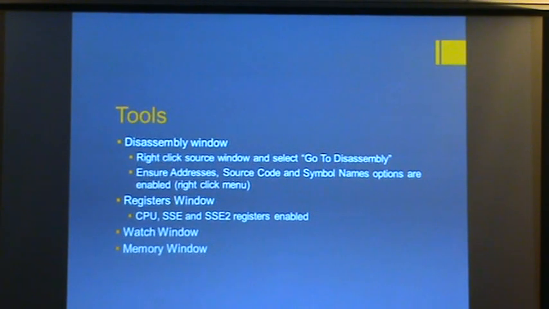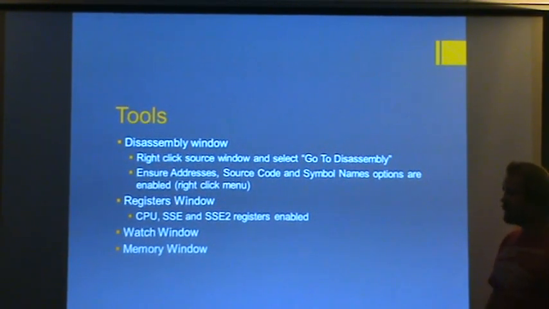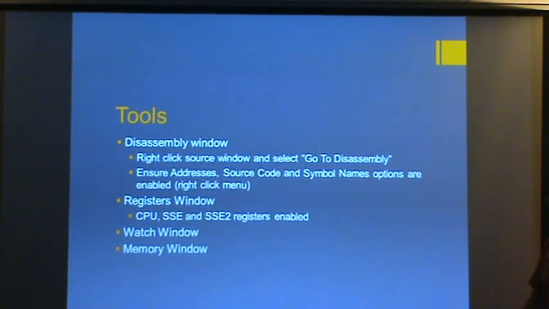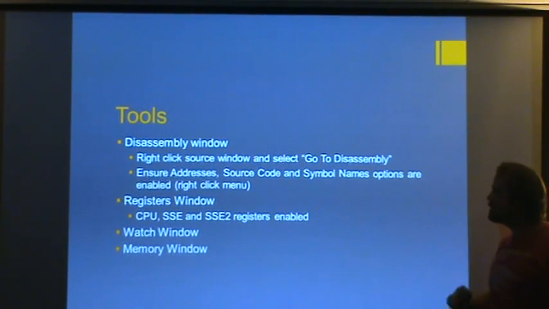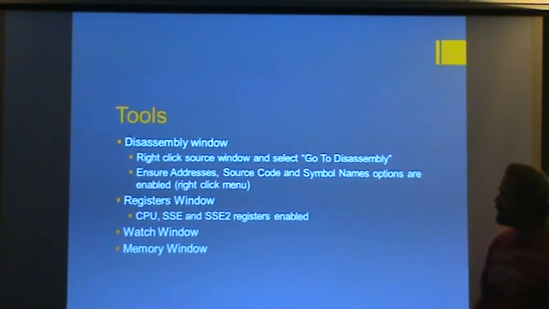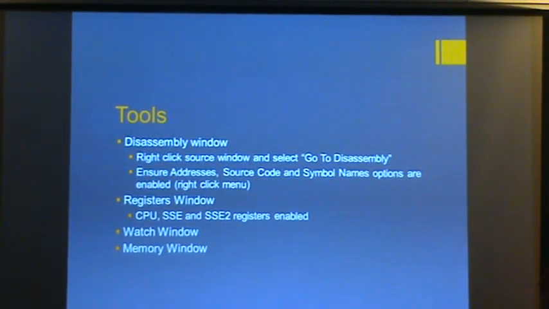The tools we need: we're only going to use the disassembly and the watch window in this, but the tools we need in general, that you may or may not be familiar with, start with the disassembly window. The disassembly window is just a source code window where you right click and you can do go to disassembly. There's a few options you want to enable, like showing the addresses, the source code, and symbol names, which will track things out a little bit.